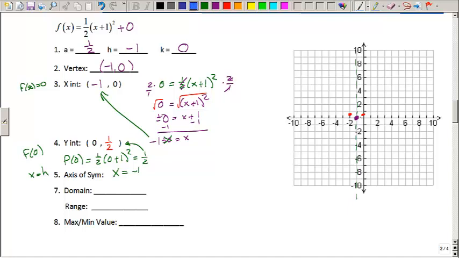Notice this time I only have 3 good points. On the last problem I had 7 good points. The previous problem before that I had 5 good points. In this case I only have 3. I've only got what I got. So I'm just going to sketch the best I can and move on.